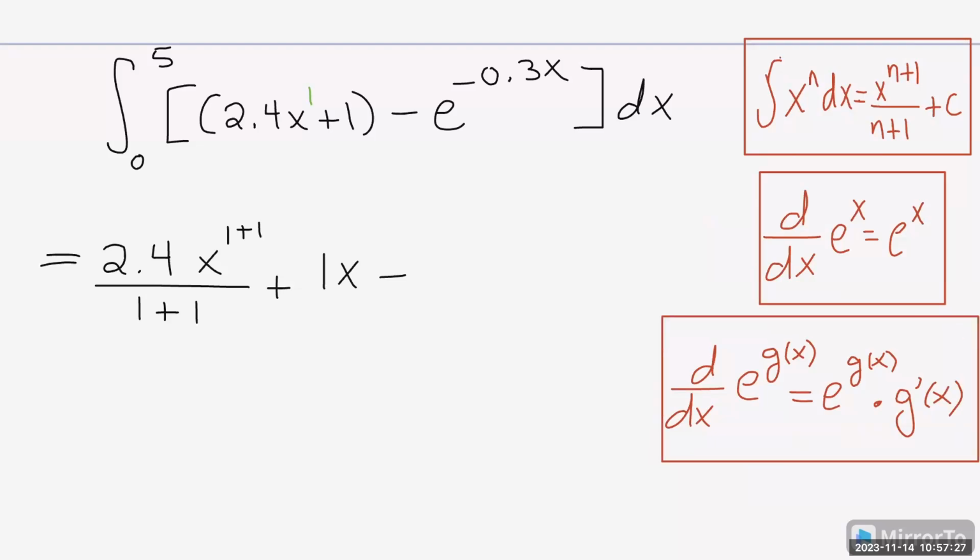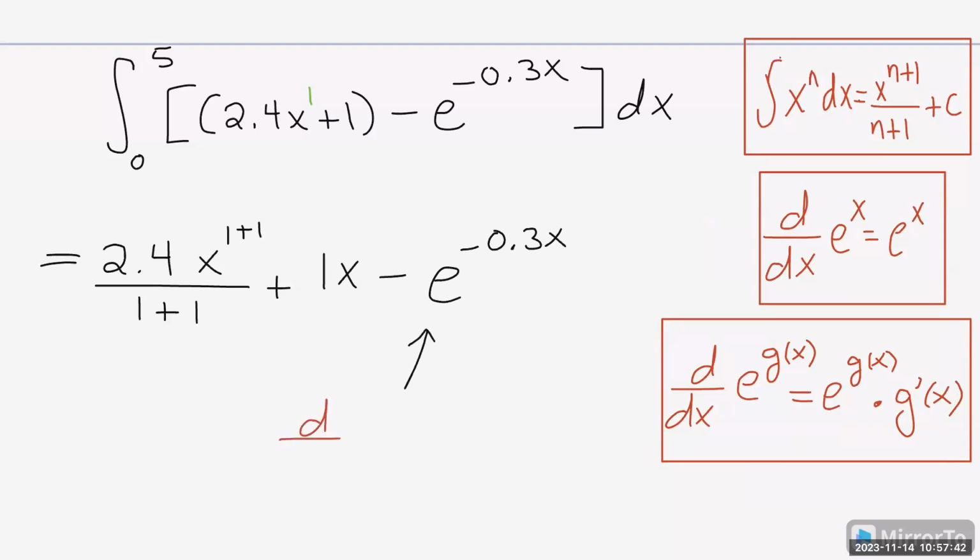So if I put as my antiderivative for e to the negative 0.3x, if I just put e to the negative 0.3x, I know its derivative. Like if I were to check this and find its derivative, I'd have the derivative of e to the negative 0.3x is e to the negative 0.3x, but then times the negative 0.3, because that's the chain rule. That's the derivative of the g of x, which in this case is negative 0.3x.